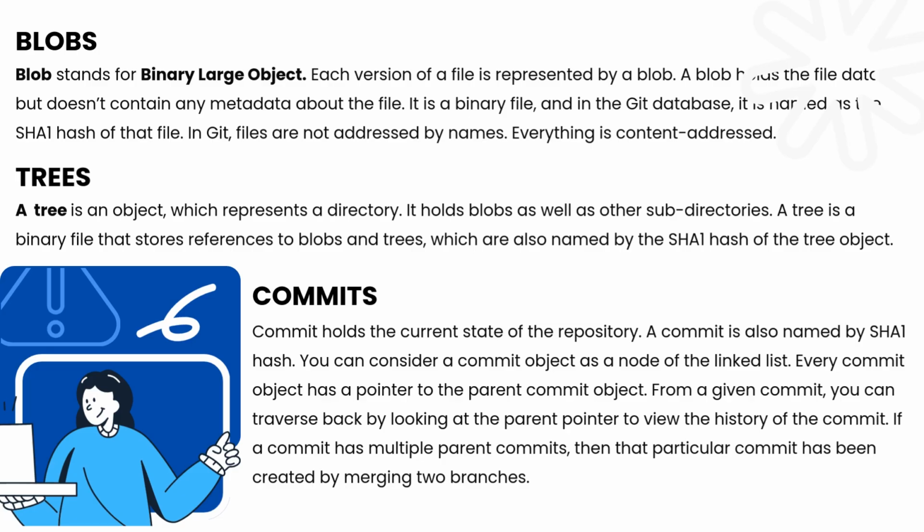Finally, commits capture the state of your repository. Each commit points to its parent, forming a history chain. If a commit has multiple parents, it's the result of a merge. Together, blobs, trees, and commits form Git's powerful versioning engine.